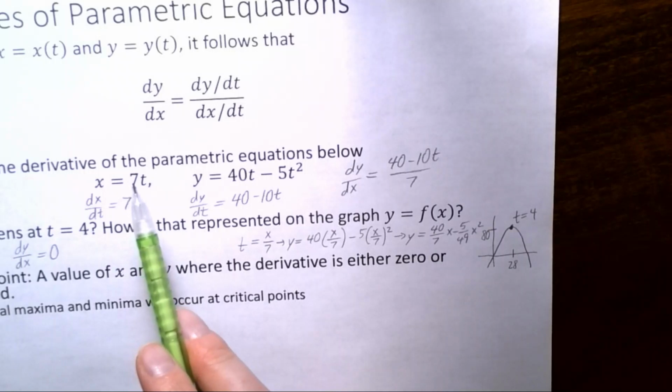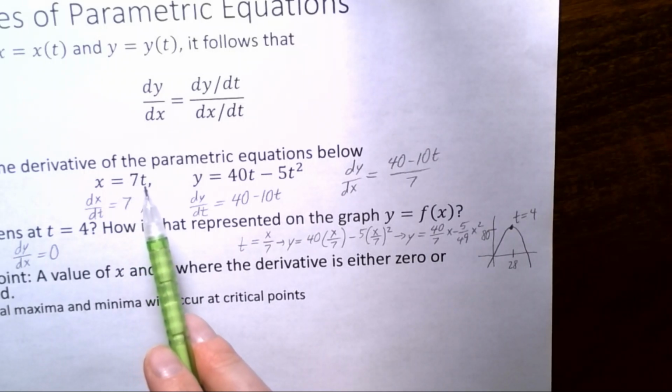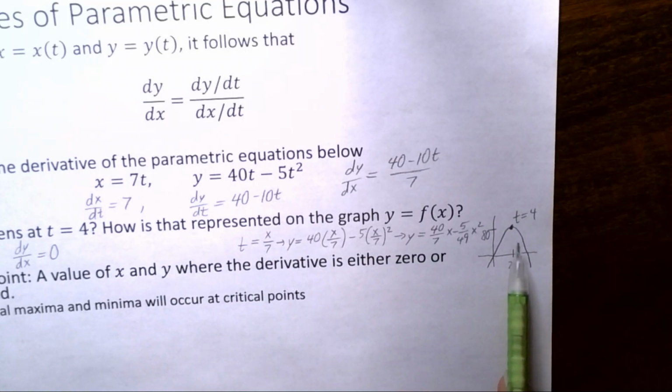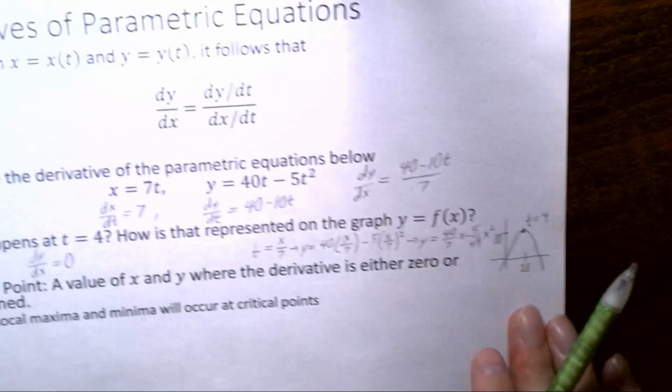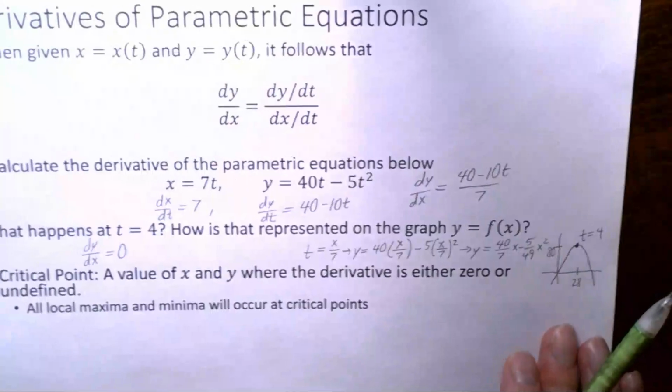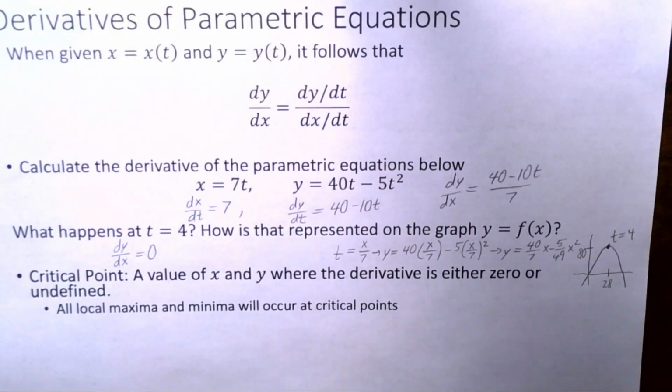Noting that x is equal to 7t and 28 divided by 7 is 4, this maximum value happens at t equals 4. So this value where the derivative is 0 indeed is an absolute maximum value for this graph. And as such, we have a similar rule to what we had with functions of y versus x that were non-parametric, and that is, if the derivative is 0 or undefined, we will have a critical point for a function defined parametrically.